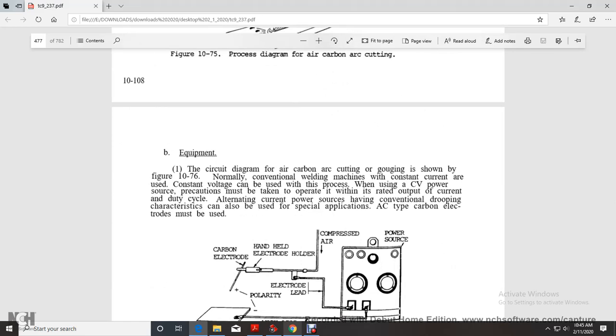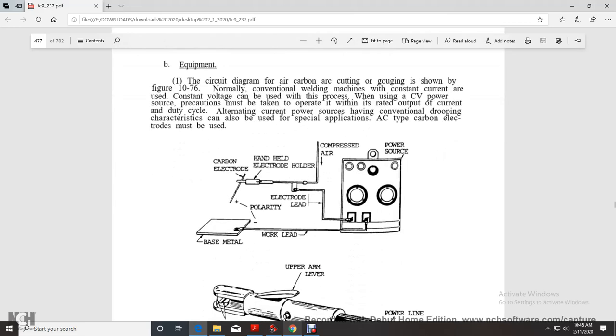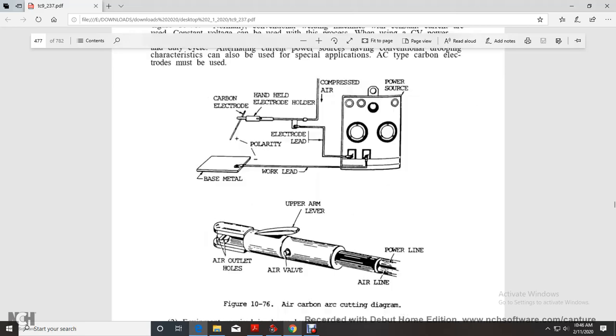Normally, a conventional welding machine with constant current is used. Constant voltage power can also be used with the process. Precautions must be taken to operate within the rated output current and duty cycle. Alternating current power sources with conventional drooping characteristics can also be used for special applications, and AC type carbon electrodes must be used. The diagram shows the base metal, work lead, electrode polarity, electrode lead, carbon electrode, handheld electrode holder, and compressed air.